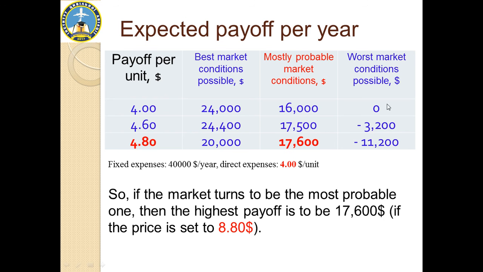So how does the company make a decision? How to account for all this information to make a decision? The decision is really simple. Which pricing option is to be chosen? Which price is to be set for the company, given that there is some uncertainty regarding the market? So let's discuss this a little bit.